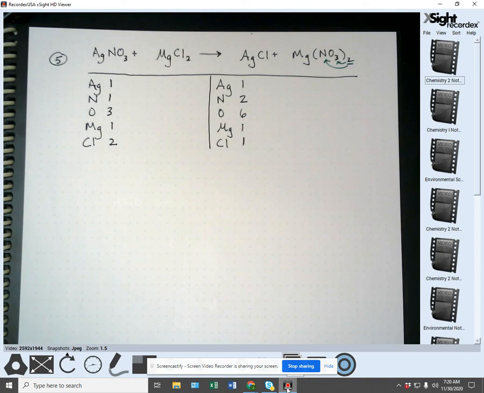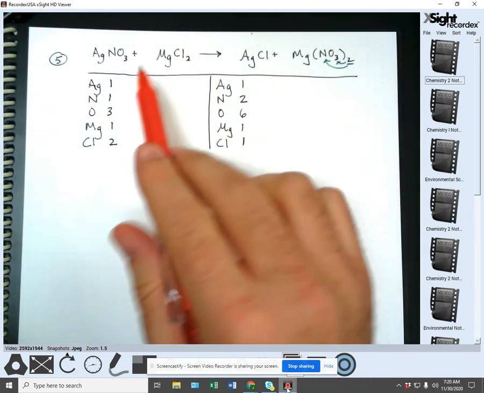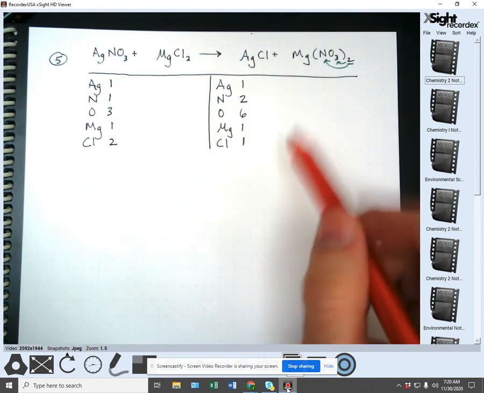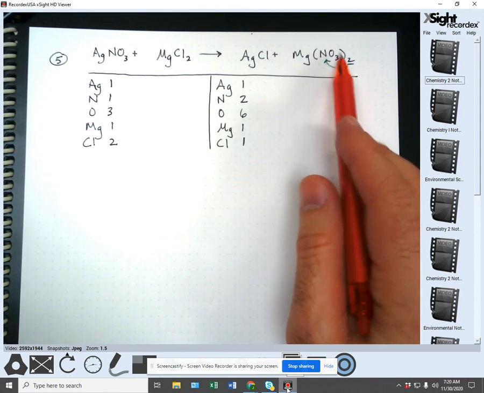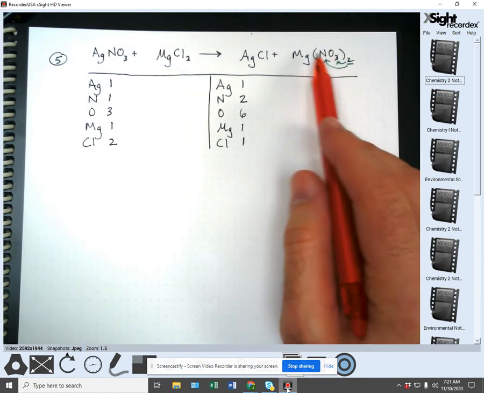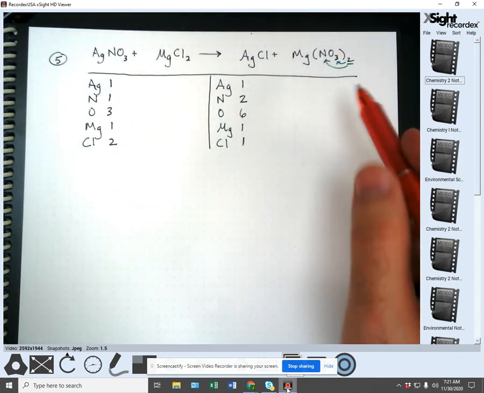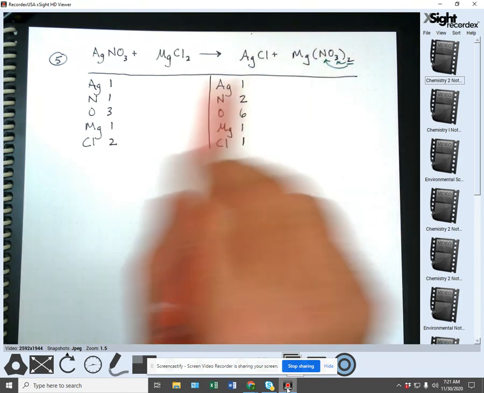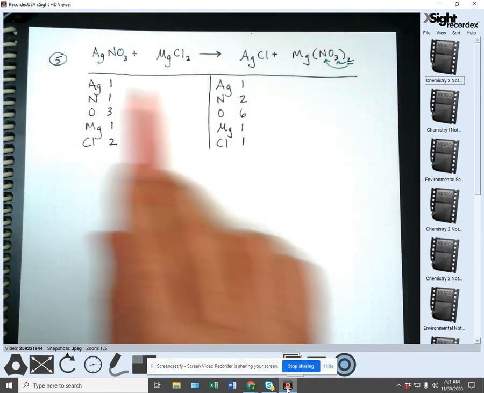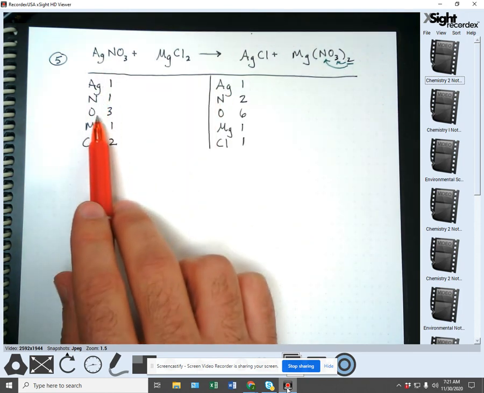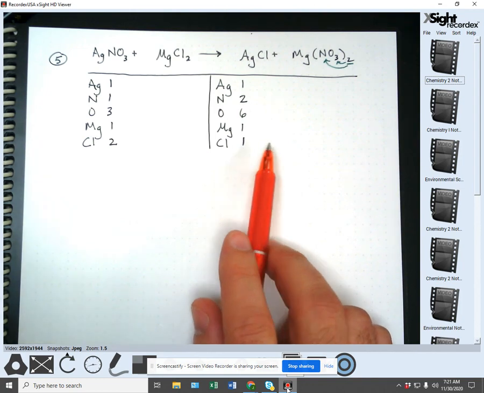It doesn't matter which one I do first here, because they're all only in 2 spots in the whole thing. However, because the NO3 is together, I might try to leave that till the end. We'll see what happens. Because chlorine isn't in with that, I might actually skip down and balance chlorine. The silver's balanced, I might skip the N and the O. My magnesiums are balanced. I'm going to go to my chlorine first. That might make my life easier.